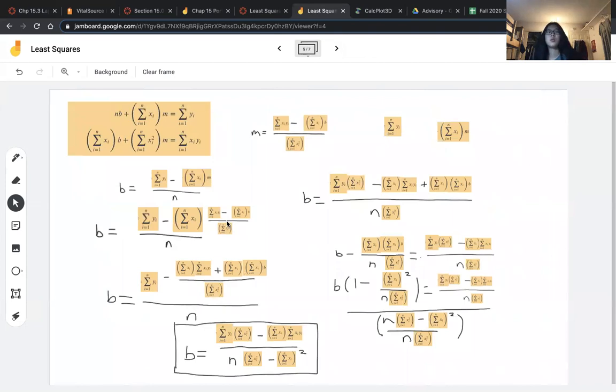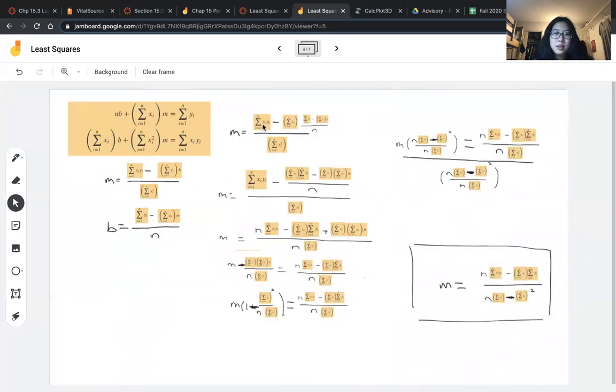Okay, and then in order to solve for b and m, we have to manipulate the equations like a system of equations. And as you can see, after a lot of work, we get this for b. And then for m, you do the same thing, solve. We have to do some manipulation with the denominators and factoring out the m, and then we end up with this equation for m.